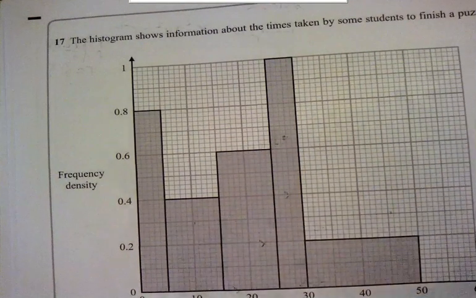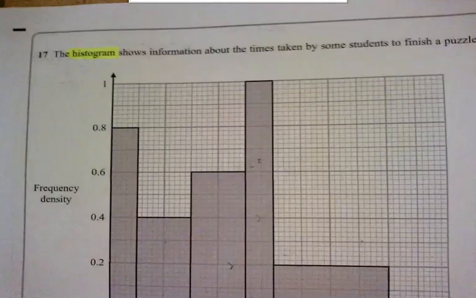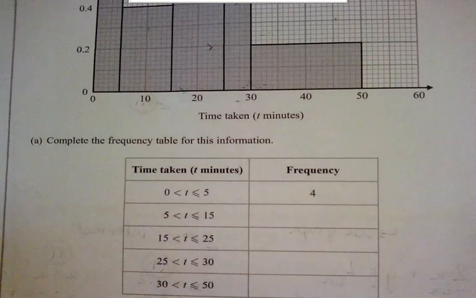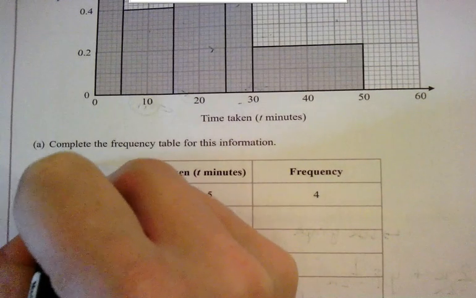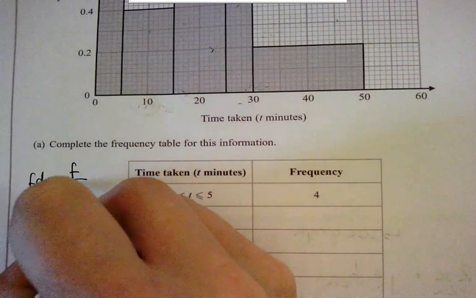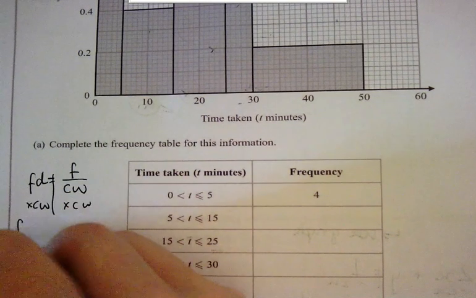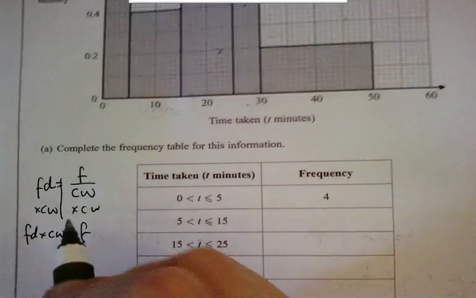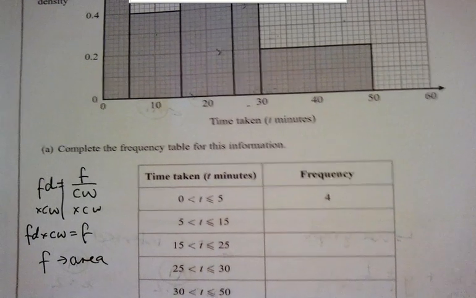Question 17. The histogram shows information about the times taken by some students to finish a puzzle. Complete the frequency table for this information. I know that to work out frequency, I can remember from my core knowledge, frequency density for a histogram is frequency over class width. So to work out frequency, I do frequency density times class width, or the other way that I know about frequency is it's the area of the bars. So I'm going to find the area of each bar.